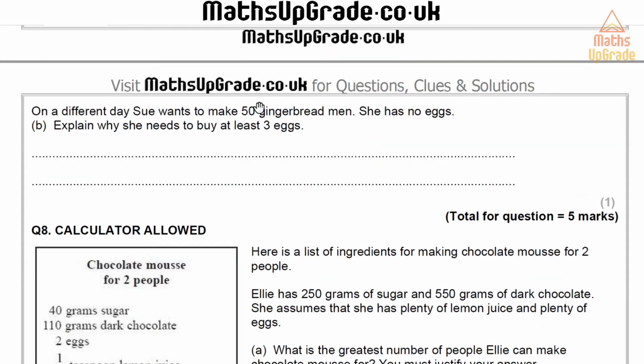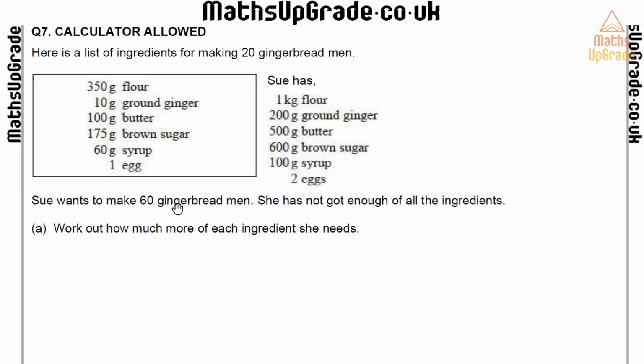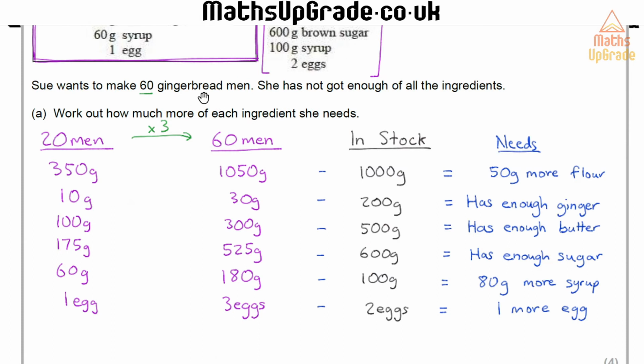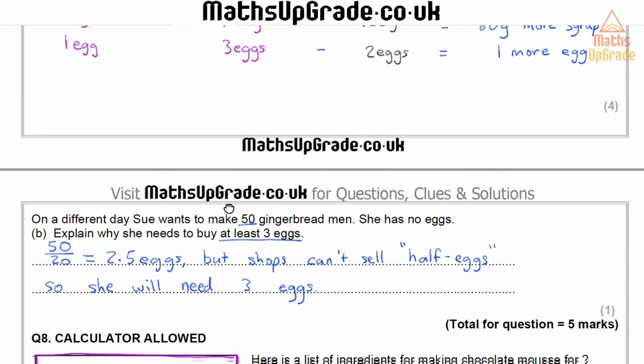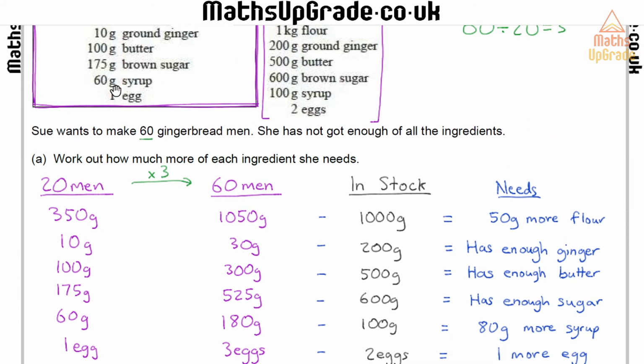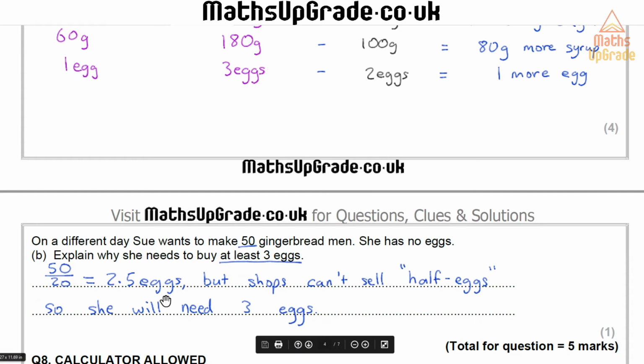In the next part of the question, she wants to make 50 gingerbread men, and she has no eggs. We need to explain why she needs to buy at least 3 eggs for 1 mark. So in this question here, first of all, the list of ingredients here was for 20 gingerbread men, and she wants to make 50 gingerbread men. So if I just do 50 divided by 20, that gives me 2.5. So she'll need 2.5 eggs. She'll need 2.5 lots of that 1 egg, so that's 2.5 eggs. But obviously a shop can't sell half an egg, so she has to round that up, so she'll need 3 eggs. And that is 5 marks for that whole question.